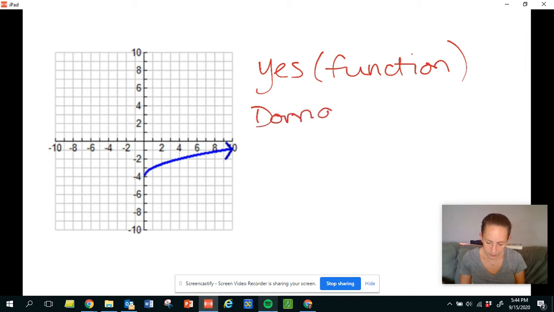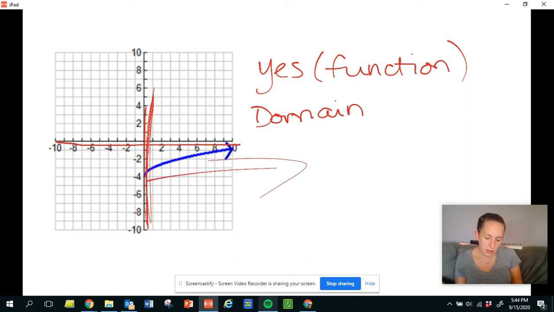Now, for domain, remember that domain is my x-axis. So here's my x-axis. If I look at my graph, it does not go past 0. It goes to 0 and then it goes forever in that direction. So in order to describe that, I'm going to say that all of the x's are greater than or equal to 0, because it starts at 0 and then it gets bigger forever as far as the x's are concerned.